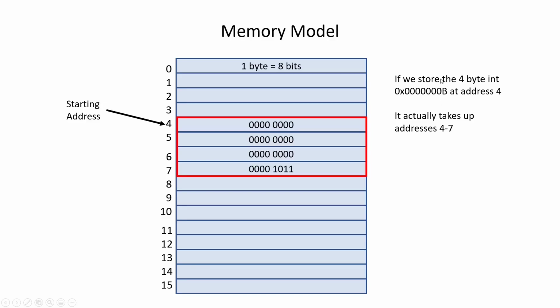Now, suppose I wanted to store a 4-byte integer. In this case, I'm just going to go with hexadecimal representation B. So when I put all of the hexadecimal digits in, 0, 0, 0, 0, 0, 0, 0, B, that should have been 7 zeros and a B. And I want to store it at address 4. What does this look like in the memory? If it takes 4 bytes and each one of these is 1 byte, this is actually going to take up 4 different slots in memory.